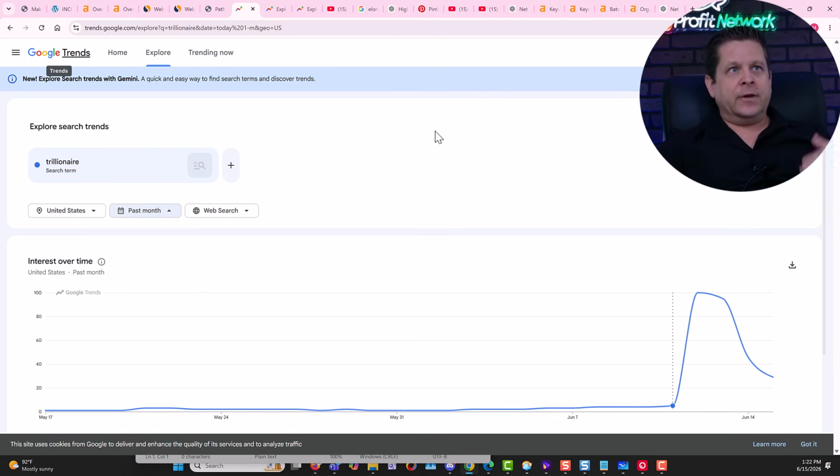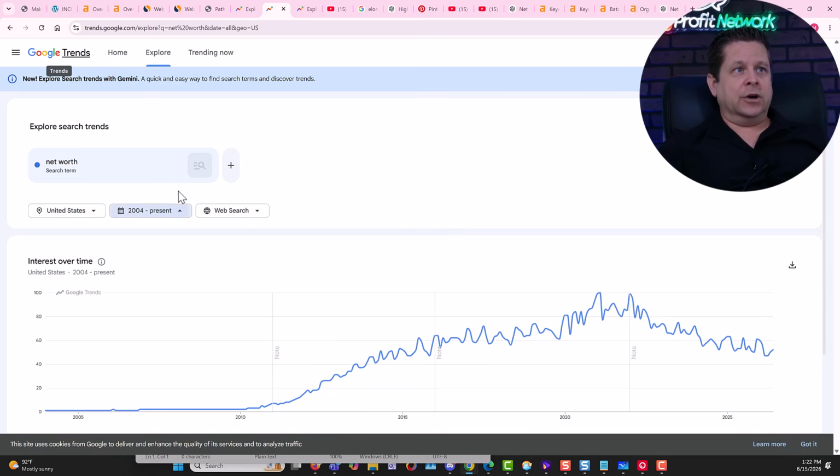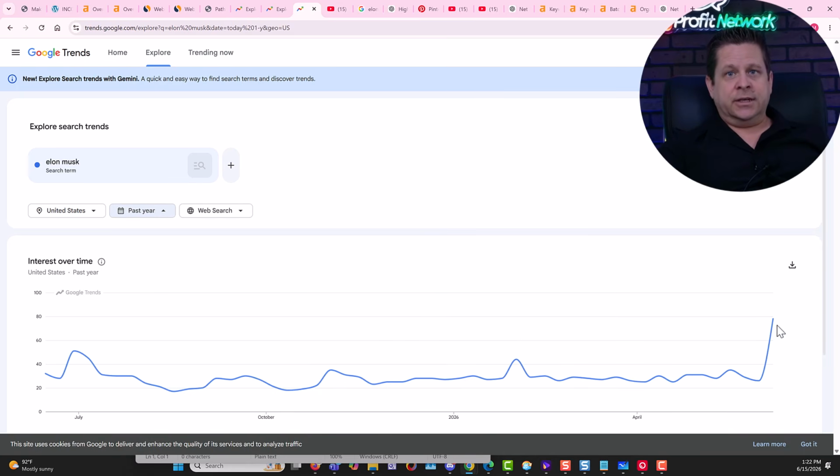It is tapering off. However, with Elon Musk, the term here is actually still going strong, right? So that one's taken off right now. It is a breakout term, which means it's getting a lot of traffic.